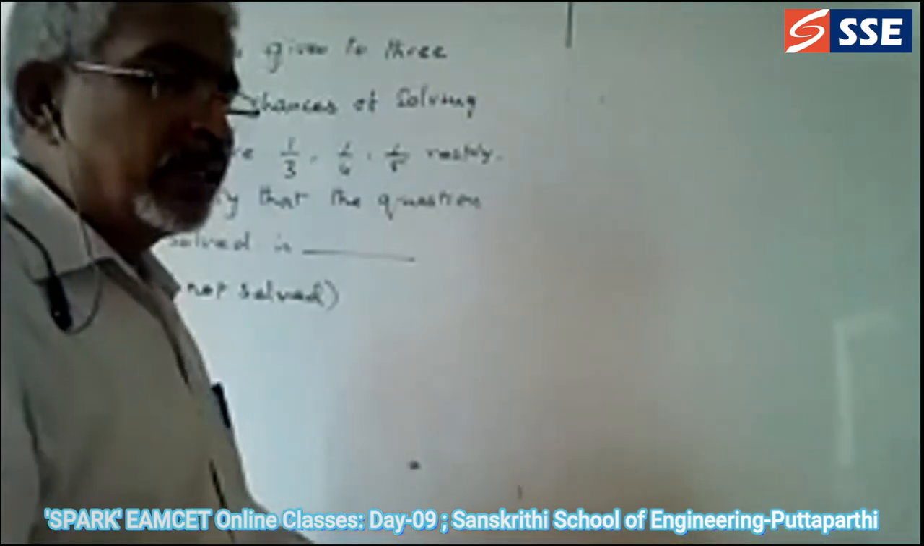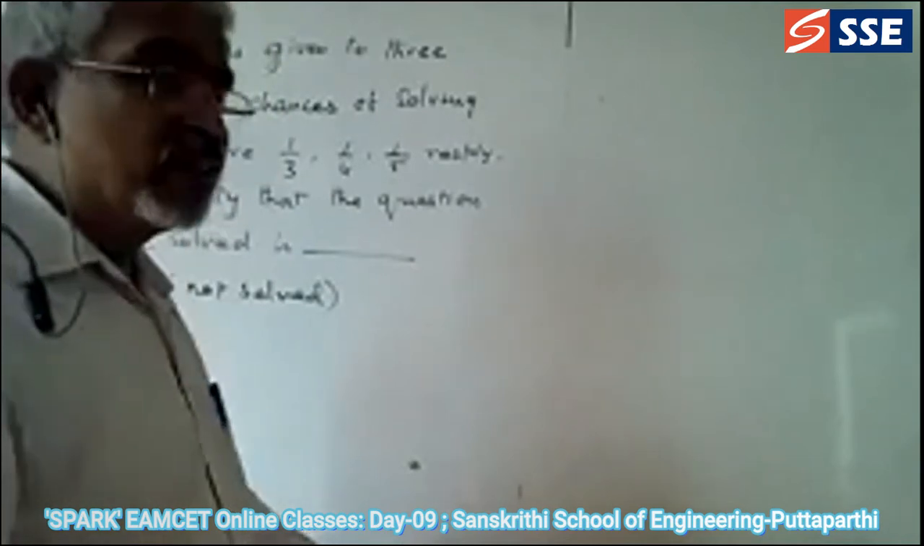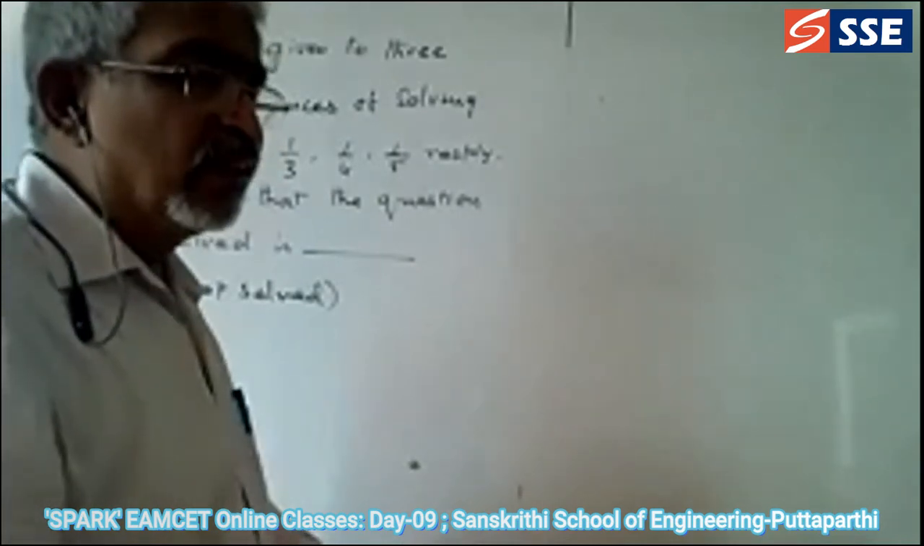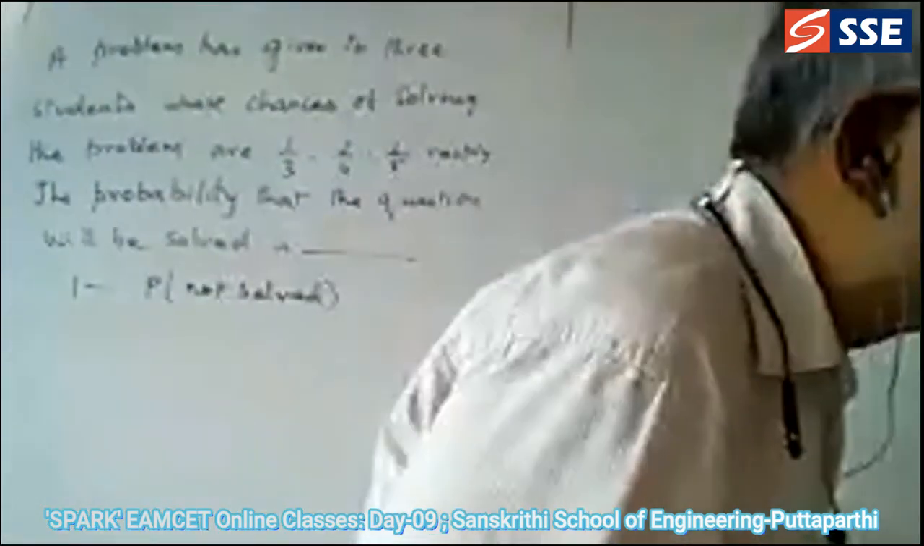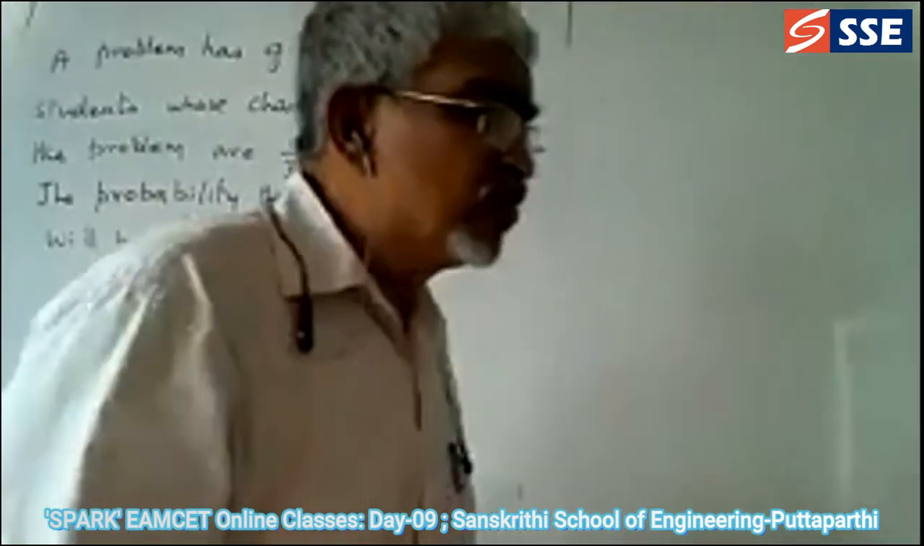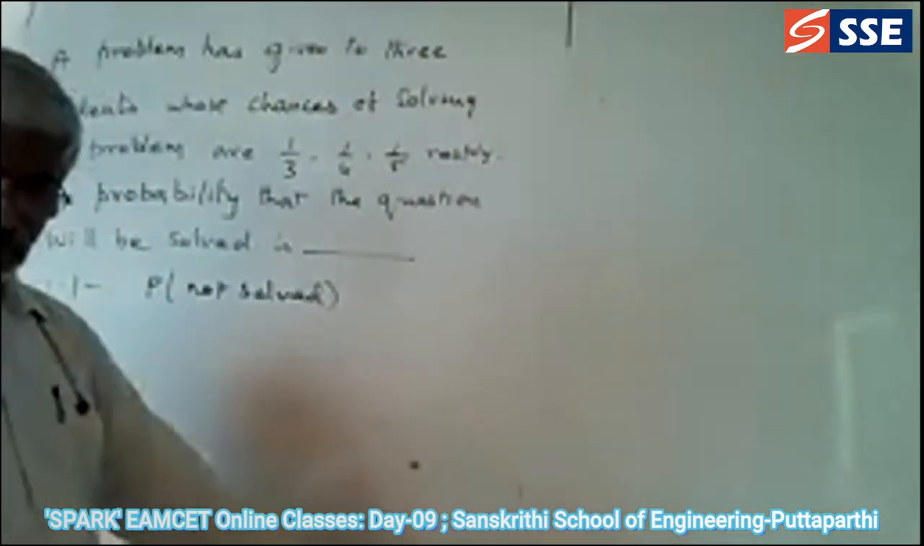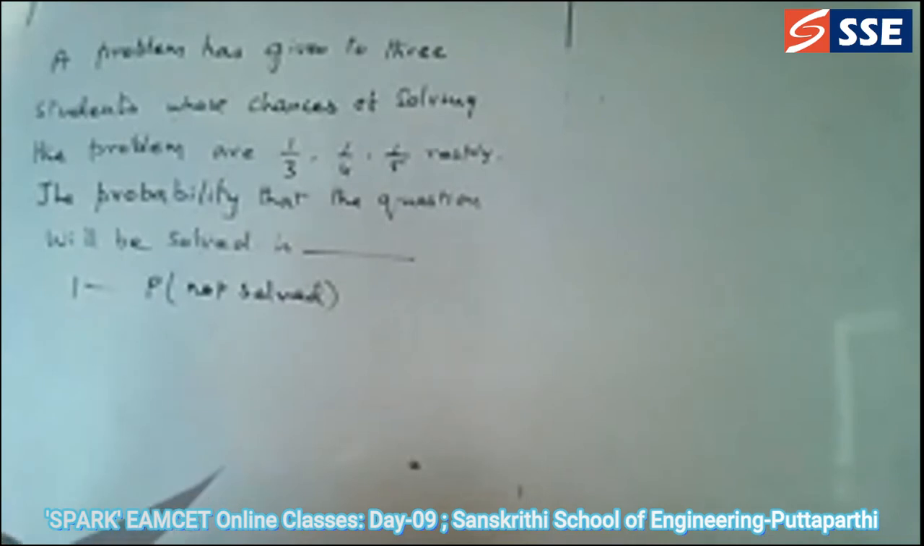What is the answer? Can you get it? No, it is not 13 by 30. It is not. 1 minus P of not solving. P of not solving, you can do.